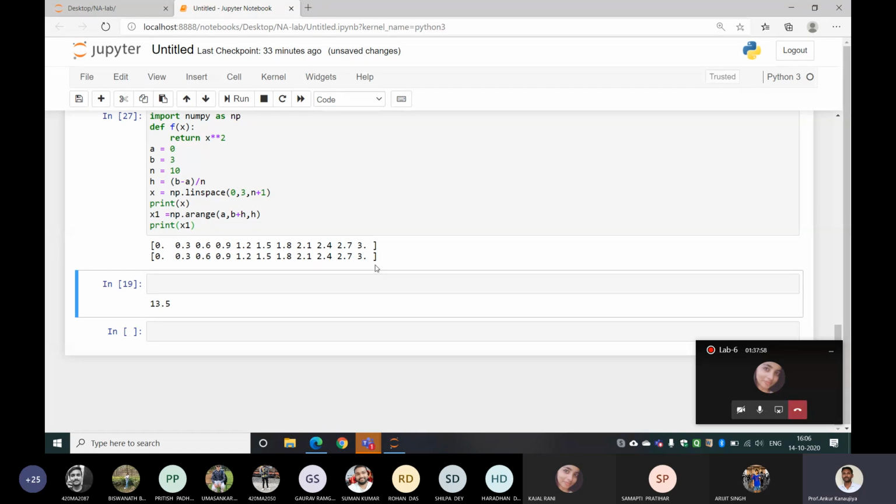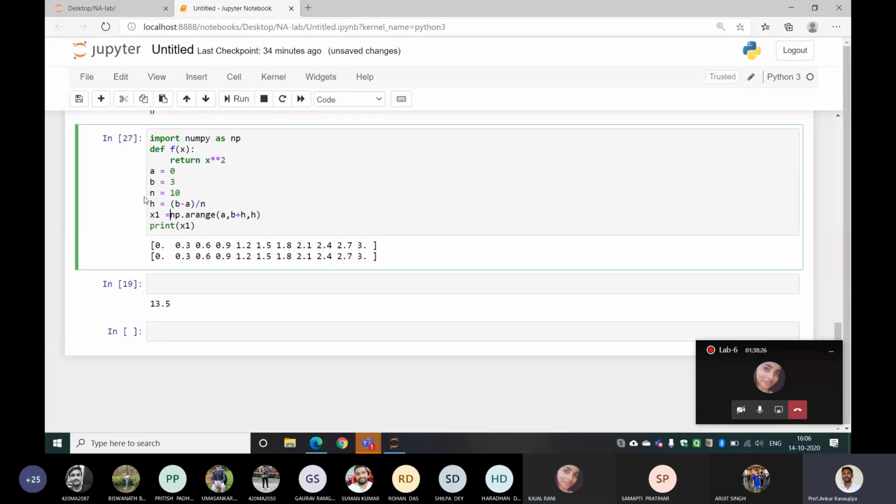See, the x1 is also the same. So tell me which one you want. I will erase one line. This is by number of points. This is by increment. It is starting from a. It will go to b only, that's why b plus h, increment with h. So tell me which one you want, linspace or arange? Both are the same. Arange. Arange, yes sir. So I'm erasing this.